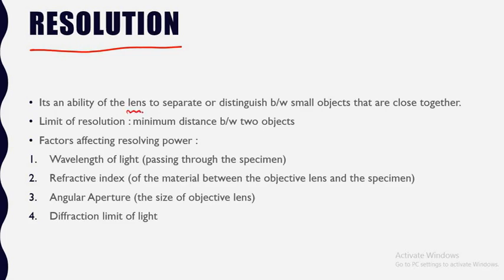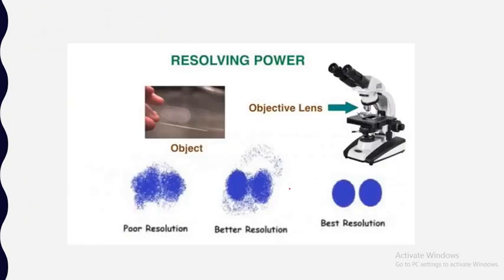It's an ability of a lens to separate or distinguish between two small objects that are very close to each other. I'll explain you through this diagram. This is the objective lens. The ability of this objective lens to resolve this object, which is placed under the microscope over here. You see they are very close to each other, but how finely this objective lens can distinguish between these objects, that's what resolution is.